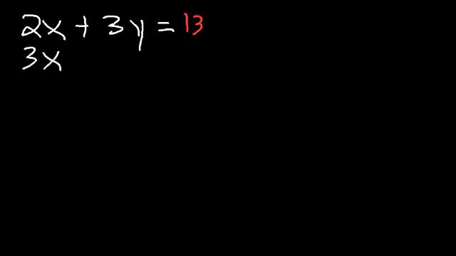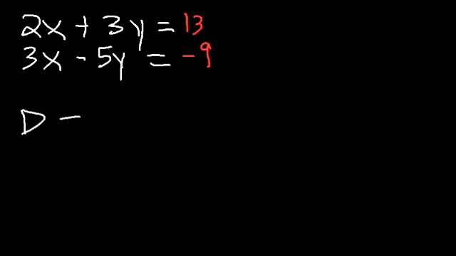Now let's try some examples. Let's say we have the equation 2x plus 3y is equal to 13, and also 3x minus 5y is equal to negative 9. So let's calculate dx, dy, and d. But let's start with d first.